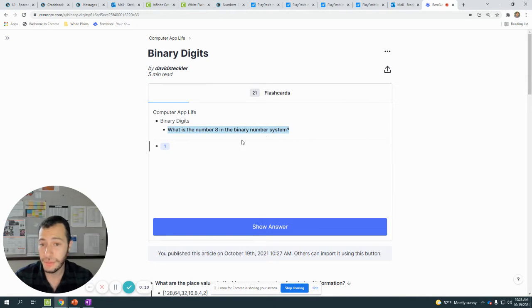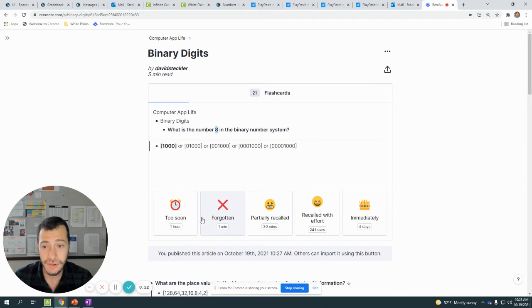So the number 8 in the binary number system, if we look at all the place values, we're going to have a 1 in the 8's place, 0 in the 4's place, 0 in the 2's place, and 0 in the 1's place. So that's just going to be the number 1000, or we could have 01000, or any of these, just adding a 0 onto the place value to the left to create a full 8 digits, or a byte of information. So we have the bit 1000.